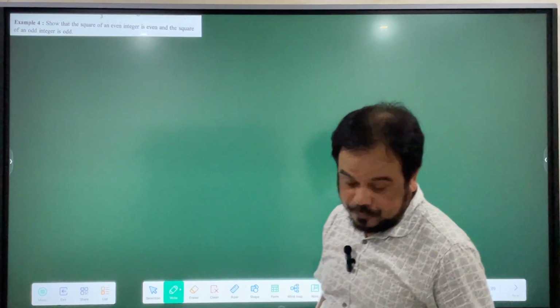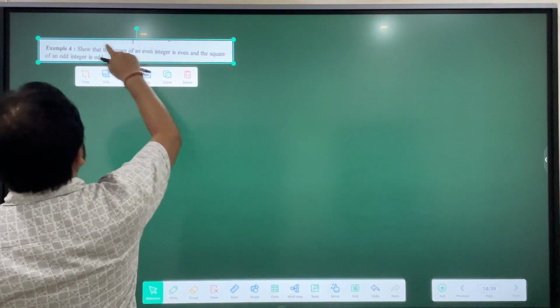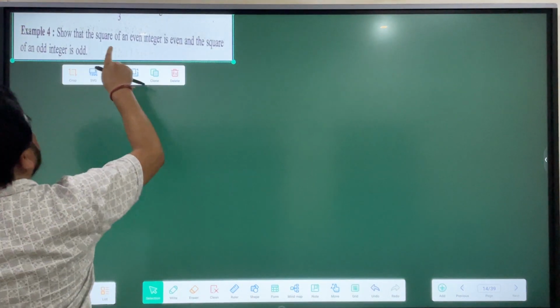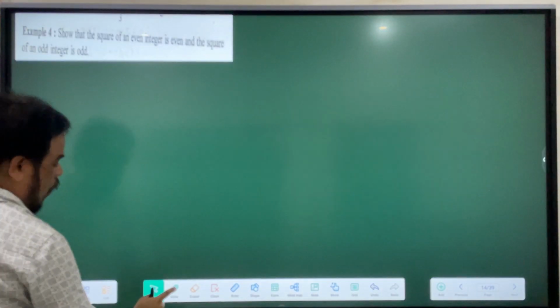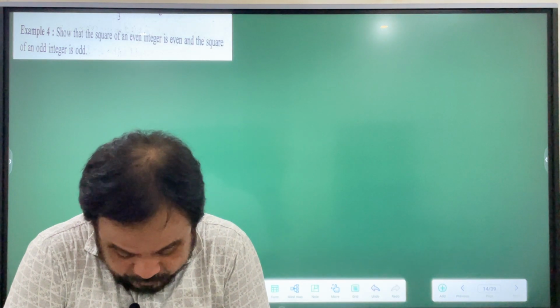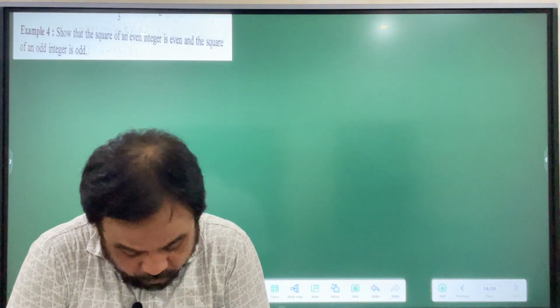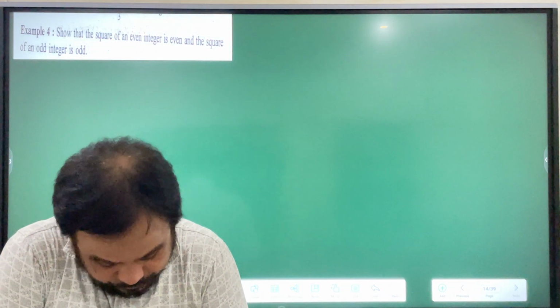Example 4. Show that the square of an even integer is even and the square of an odd integer is odd. So we will take directly a equals 2q for even, and a equals 2q plus 1 for odd.